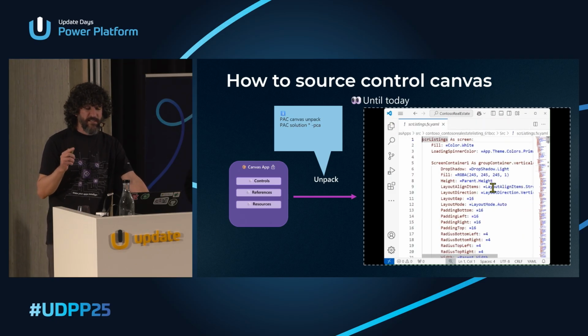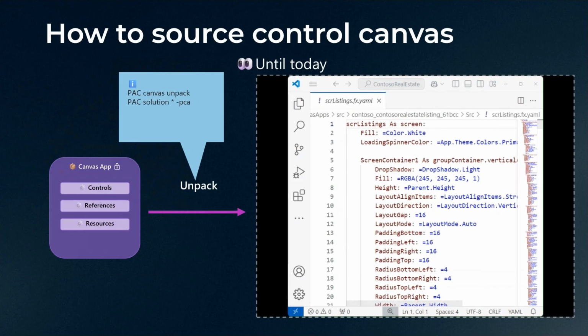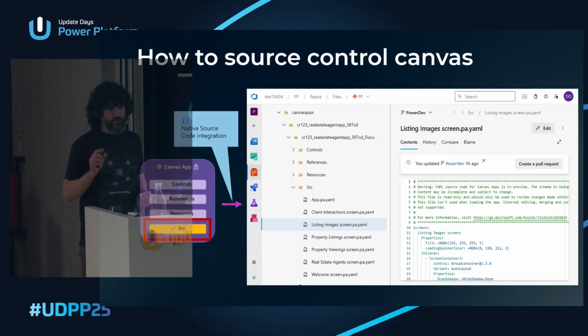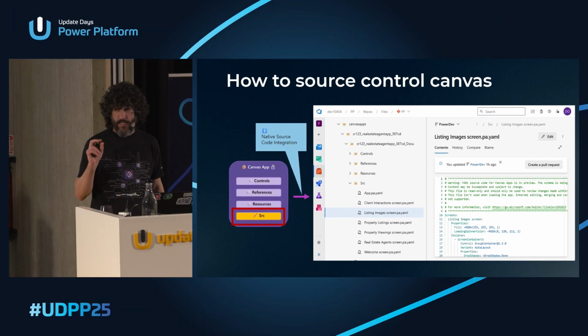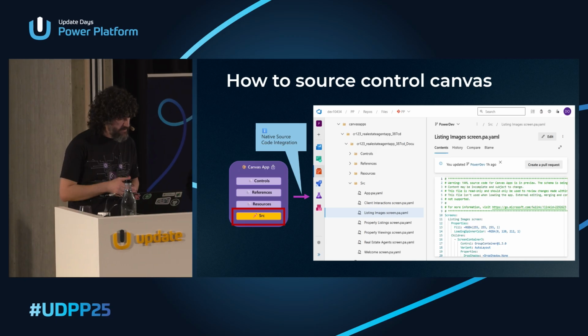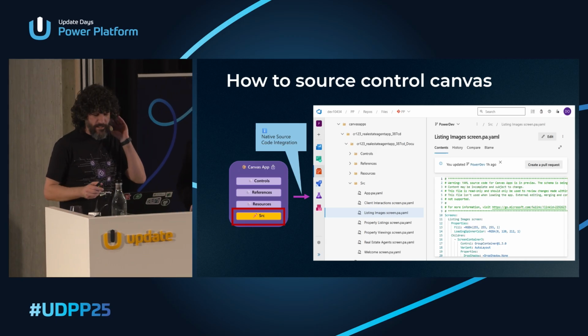And this is fx.yaml. That's the format of the file that will be generated. This is a conversion. This is gone. Don't use it in production. What we are doing with the native source code integration is natively storing the YAML. So let's dive a little bit deeper on the Canvas app.